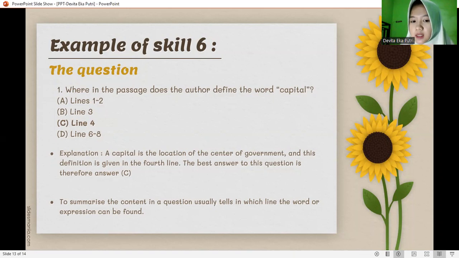Explanation. A capital is the location of the center of government, and this definition is given in the fourth line. The best answer to this question is therefore answer C. To summarize, the content in a question usually tells in which line the word or expression can be found.